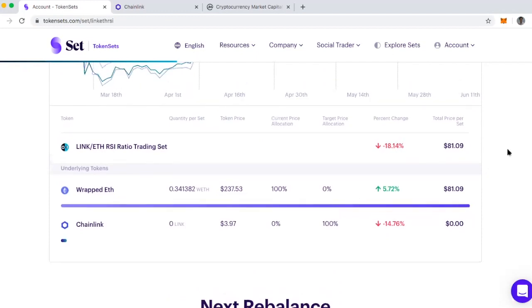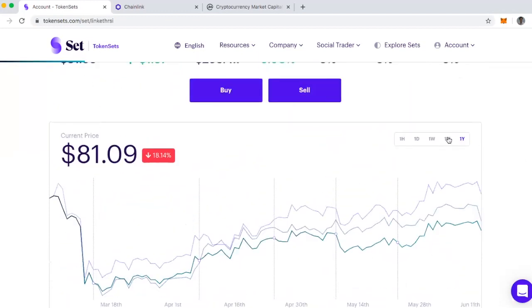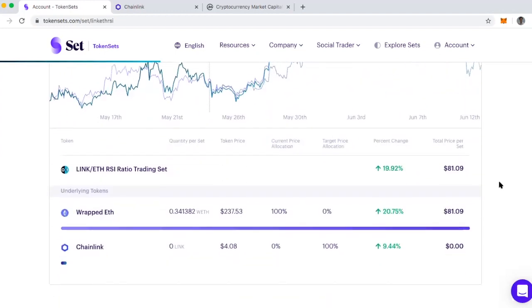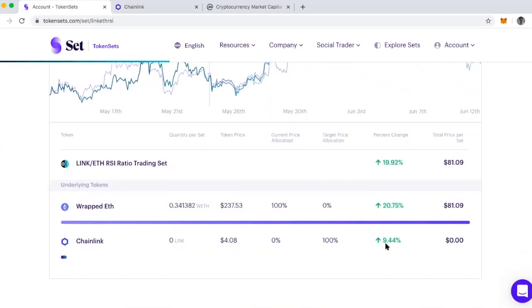So 3 months back, things don't look that great, but the market has changed in the last month, and we've been generally in an uptrend, and now we're sort of ranging. And you can see here that, again, if someone had been holding Link and they had deposited it into this set, I would be up an extra 10%. So take that for what it is.